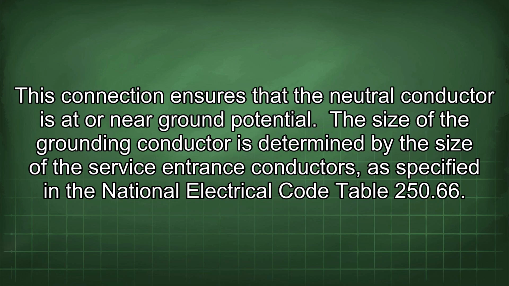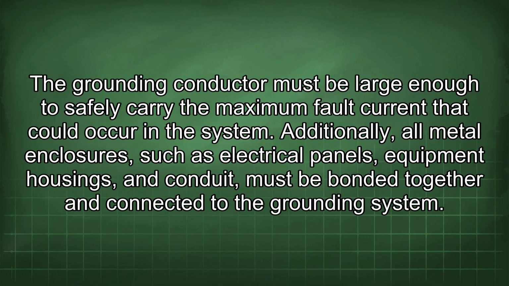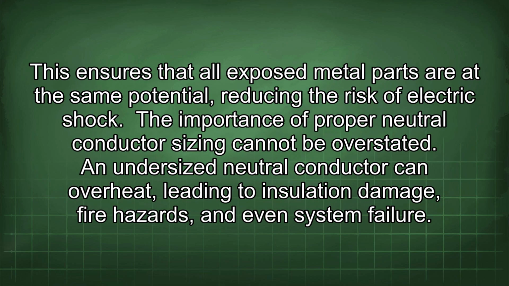The size of the grounding conductor is determined by the size of the service entrance conductors, as specified in the National Electrical Code Table 250.66. The grounding conductor must be large enough to safely carry the maximum fault current that could occur in the system. Additionally, all metal enclosures, such as electrical panels, equipment housings, and conduit, must be bonded together and connected to the grounding system. This ensures that all exposed metal parts are at the same potential, reducing the risk of electric shock.